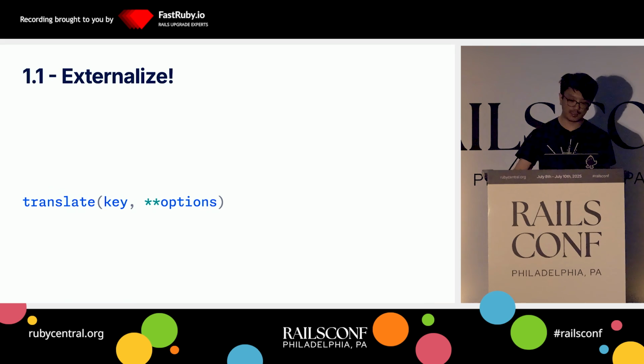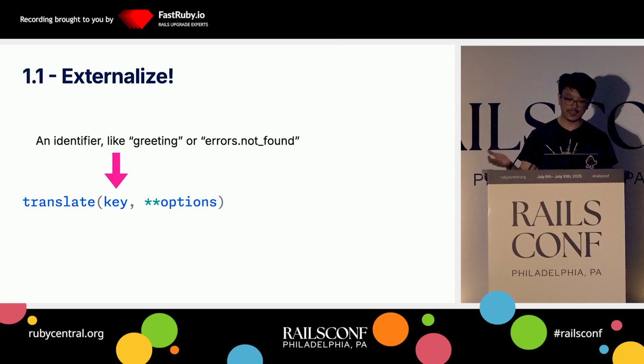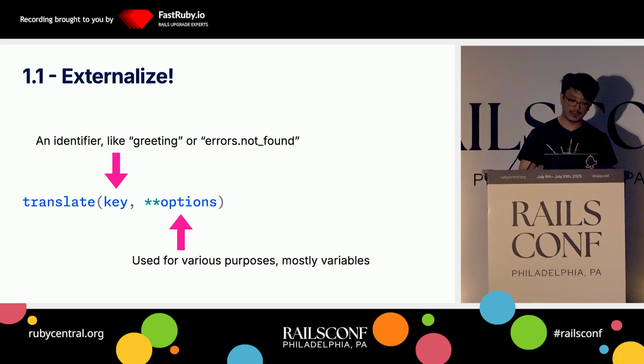And so this brings us to the first of Rails I18n utilities, a little helper called translate. This is available in controllers and views, and has a pretty simple signature. First, it takes a key. So this is an identifier like greeting or errors.notfound. And then it takes a bunch of different keyword arguments. And these are used for a lot of different purposes, but mostly for variables, as we'll see later on.